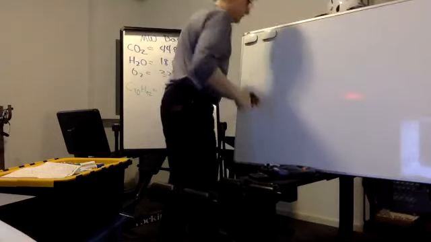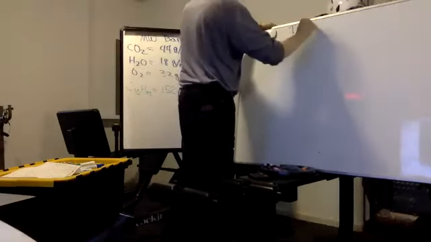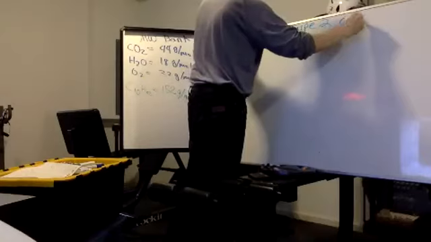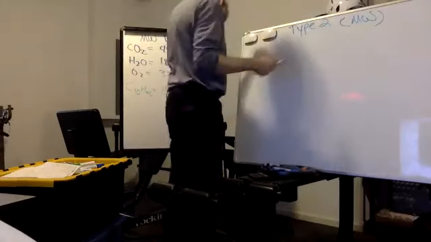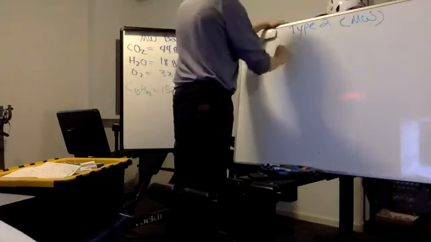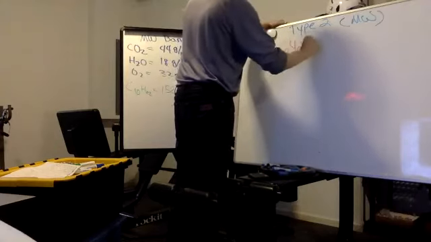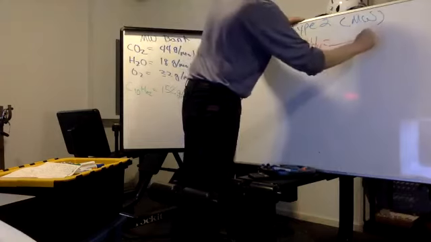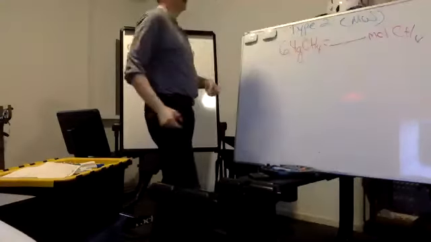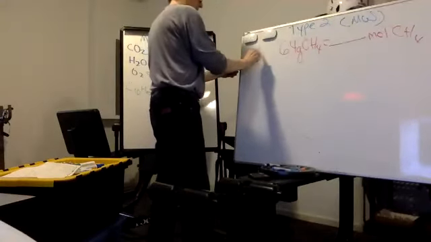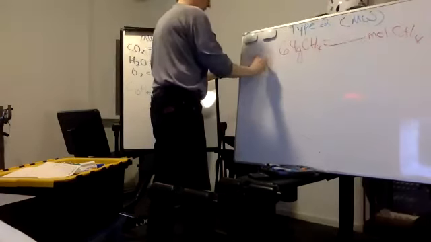A type 2 problem involves molecular weight. So we're going to calculate molecular weight. First up, the conversion I want to do: I have 64 grams of CH4, and I want to convert that into moles of CH4. Anytime the problem involves grams and moles, it's a type 2 problem. If a light bulb should pop on, you're going to need the molecular weight for CH4.